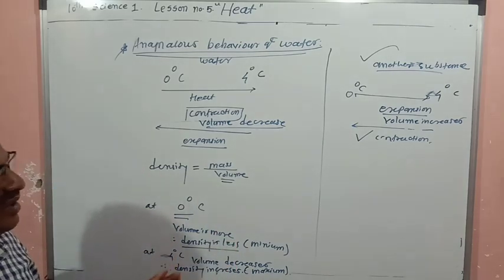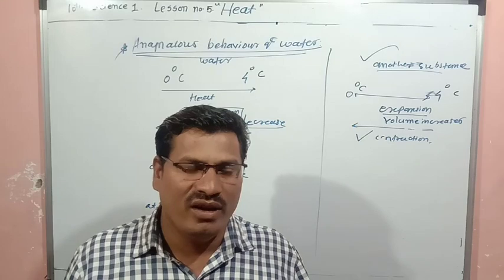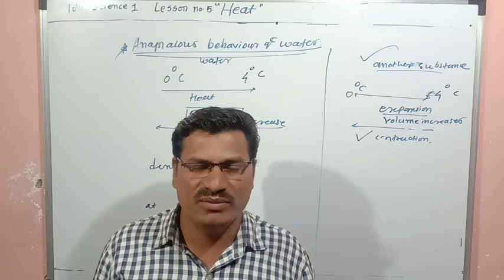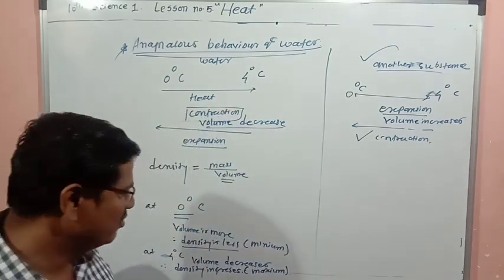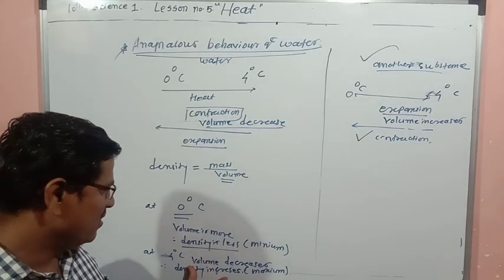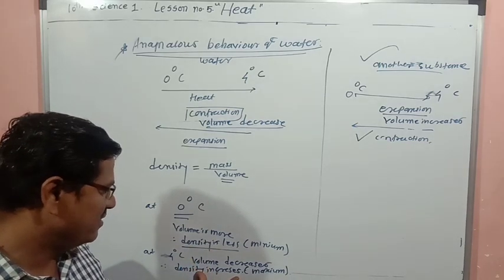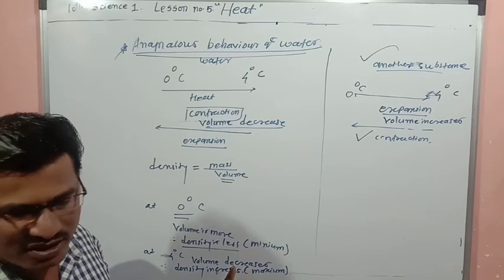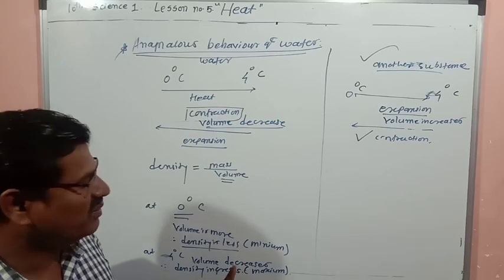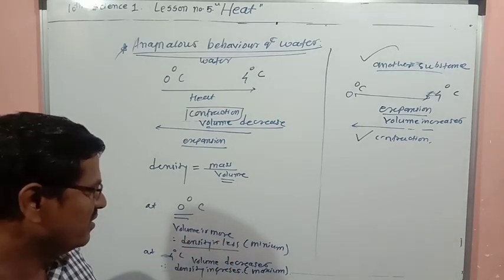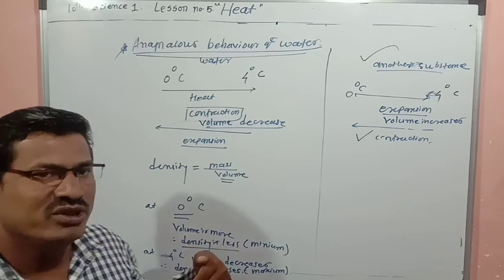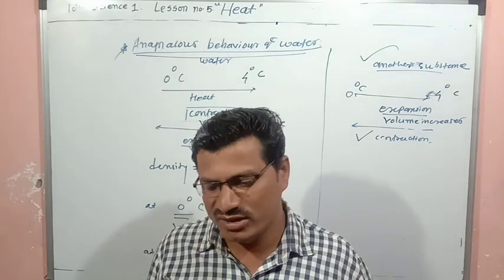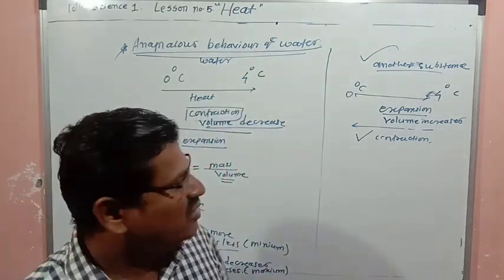So do you understand what is meant by the anomalous behavior of water? At 4 degrees Celsius, density is maximum and volume is minimum. And at 0 degrees Celsius, density is minimum and volume is maximum. This behavior of water is called the anomalous behavior of water. Do you understand this?